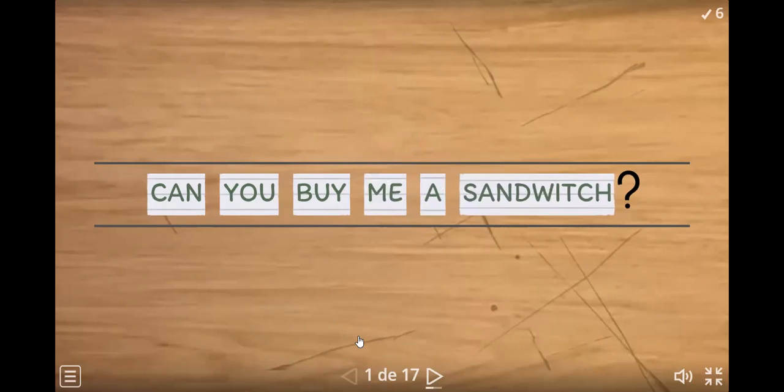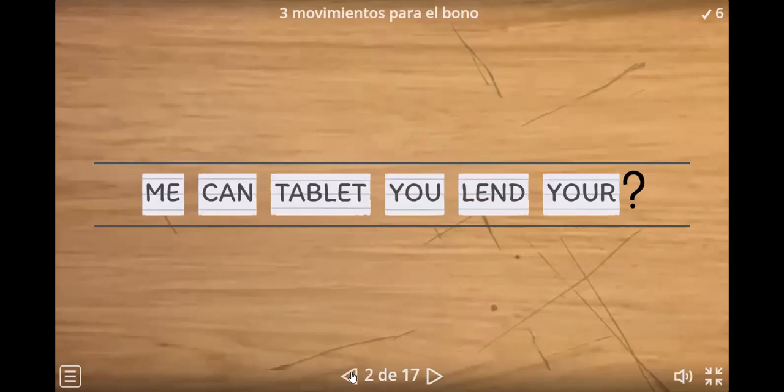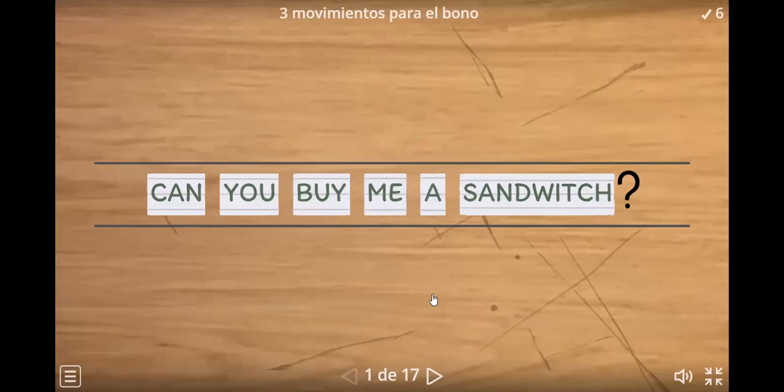Is it formal? Is it informal? What's your opinion about number one? Can you buy me? It's informal. Okay. It's informal. I say this to my friend. Probably to your friend. ¿A quién más le podríamos decir? Can you buy me a sandwich? My mom, my brother, my sister. Brother, mom, sister. ¿Será que tiene opción o no la persona? Yes. Can you?